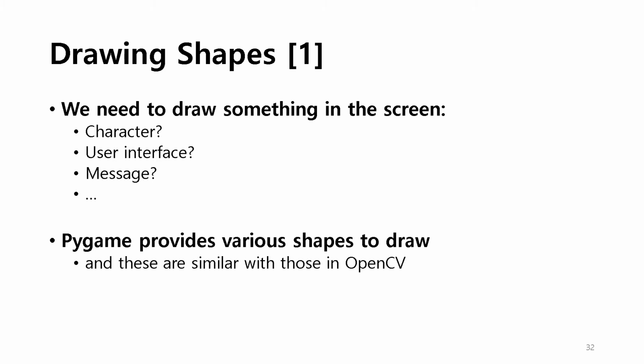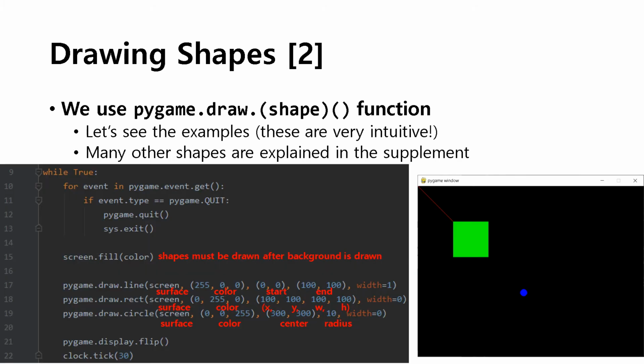Okay, then let's draw something like we did in the OpenCV session. Almost every game needs some visual component. We show characters, user interface, or some text message, and so on. Pygame provides various shapes to draw. We can use the pygame.draw function.